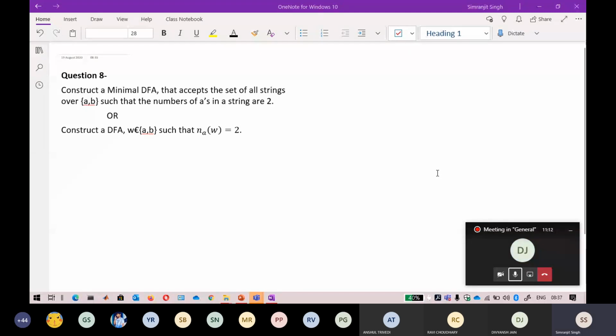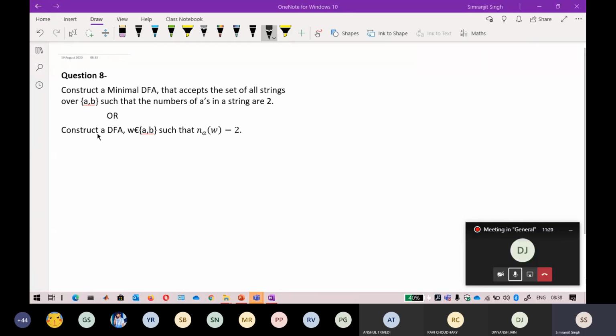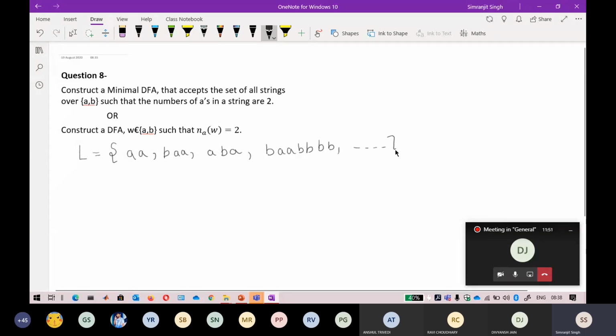Okay, so again, I will explain the three-step process that I follow. The first step is that I do not want to care about the number of b's. I just want the number of a's to be 2. So the smallest string will be aa, and b can be anywhere. It is also possible that the two a's come in this way or in any way. b can be any number and anywhere. I do not need to worry about the b.